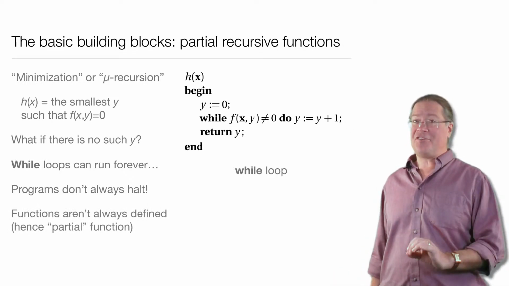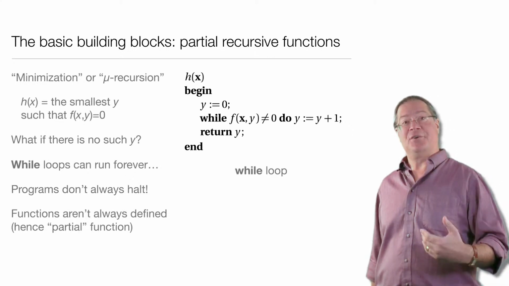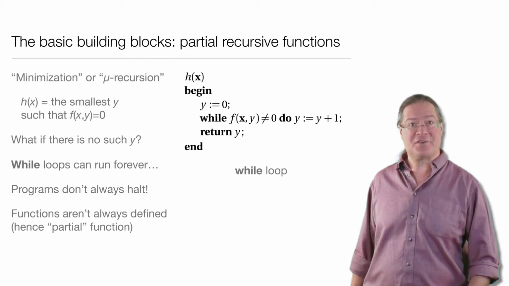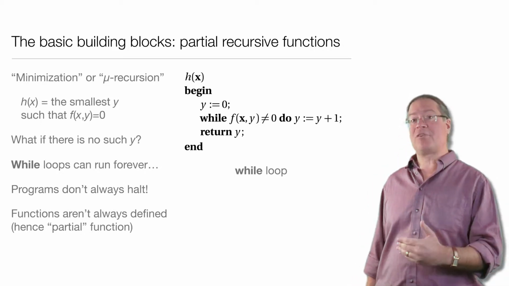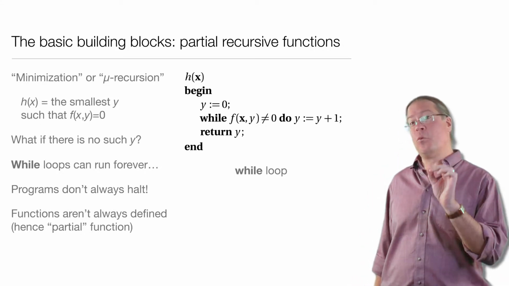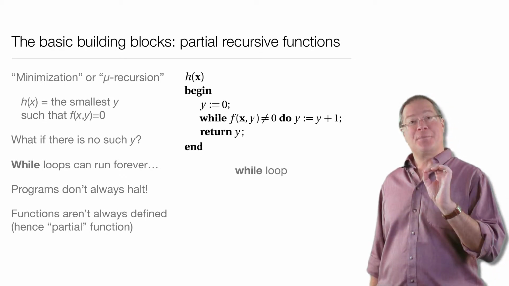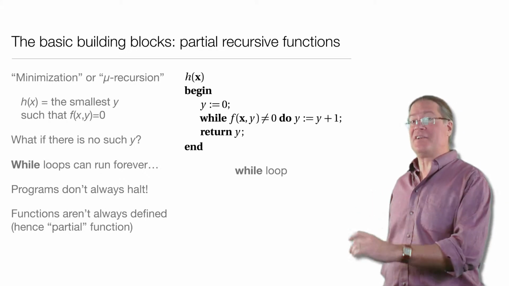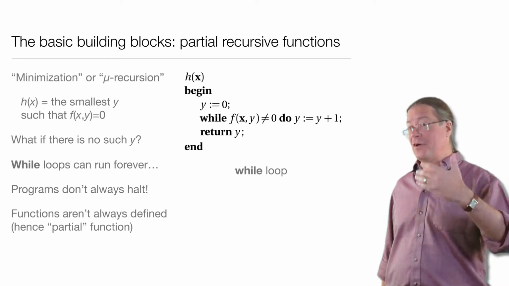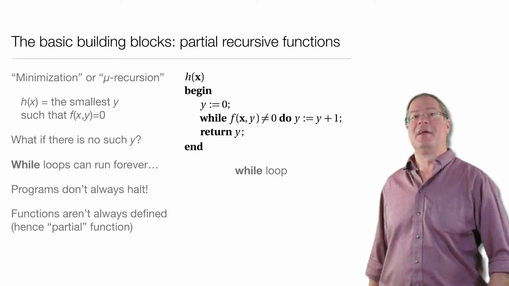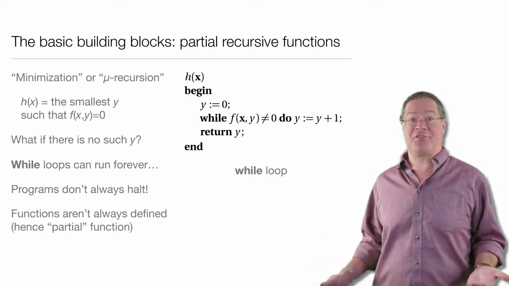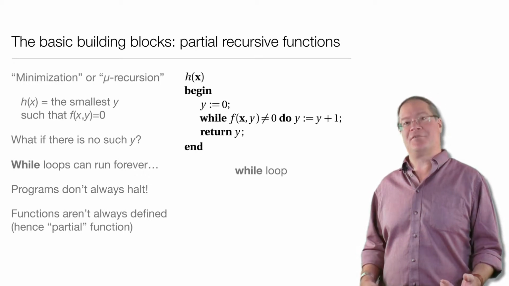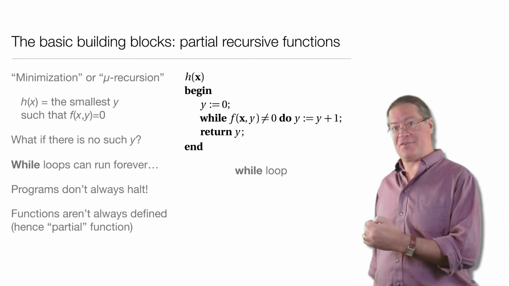So, as soon as you have minimization or mu recursion as one of your operators for generating new functions, or in programming terms, as soon as you have a while loop, your programs might not halt and your functions might not be defined. They might return values for some inputs but not for others. We call that kind of thing a partial function, and that, by the way, is why the word partial is in that phrase, partial recursive functions.